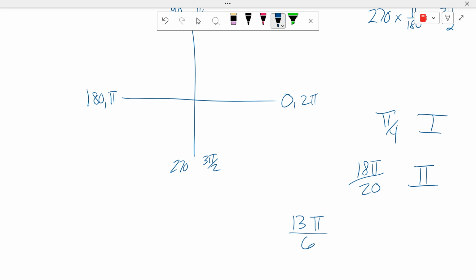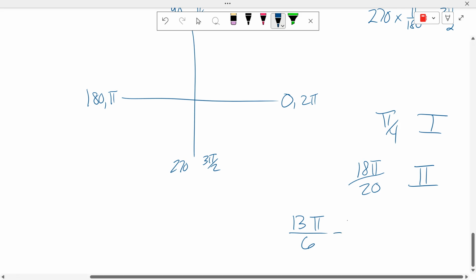13 pi over 6. Where would 13 pi over 6 be? Correct, Mr. Wolf. Well, now we got to think coterminal angles here. Because 13 pi over 6 is bigger than 2 pi, right? So we have to subtract 12 pi over 6 from that. Coterminal angles. We get pi over 6. Where would pi over 6 be? Quadrant 1.